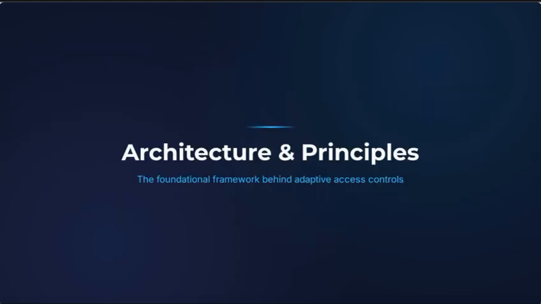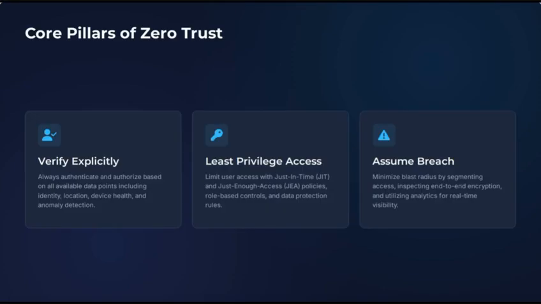To build an effective system, we need to understand the architecture and principles that govern adaptive decision-making. Let me walk you through the three core pillars that drive every policy you will ever write. Pillar number 1, verify explicitly. Always authenticate based on all available data points, including multi-factor authentication, device state, and anomaly detection.